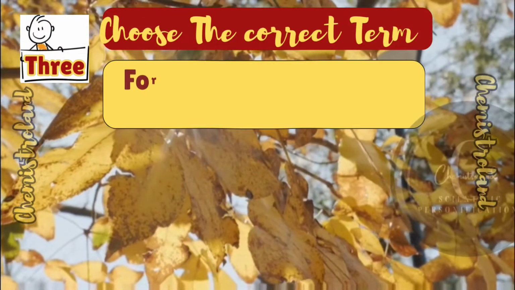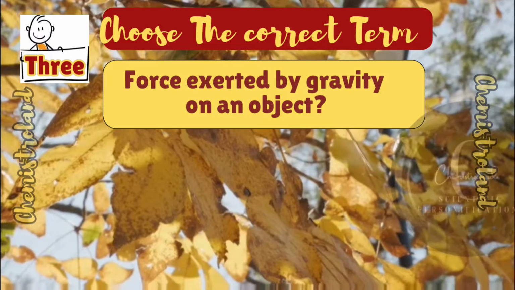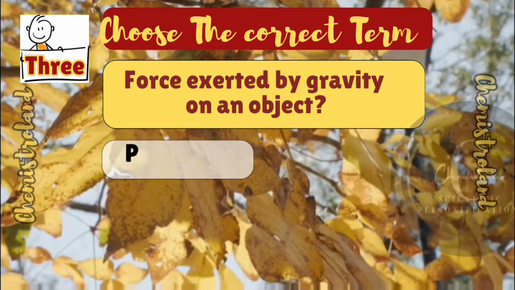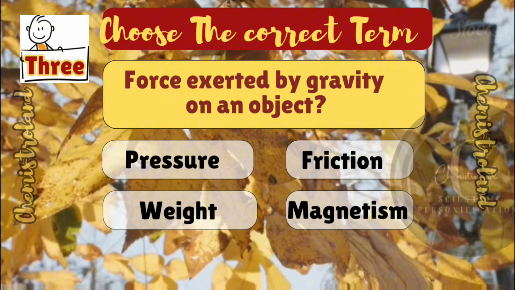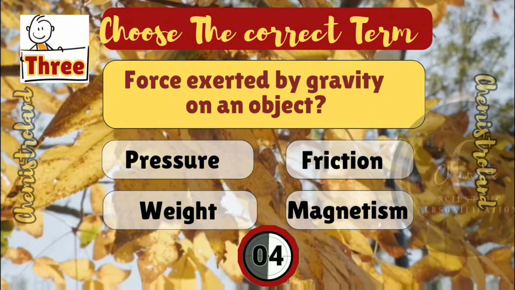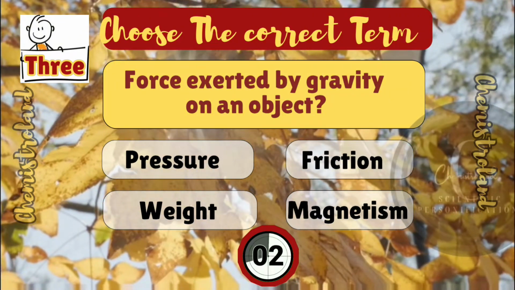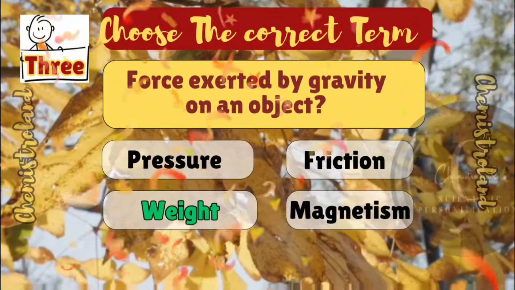What is the correct term for force exerted by gravity on an object? Options are pressure, friction, weight, and magnetism. Very true, it's weight.